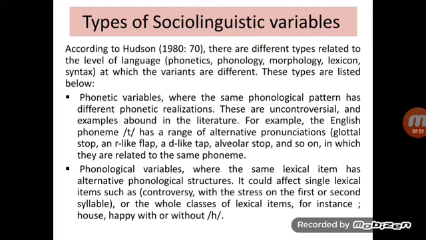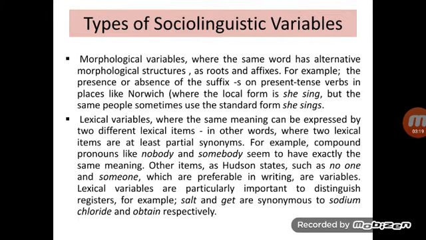Second, we have phonological variables, where the same lexical item has alternative phonological structures. It could affect single lexical items, such as controversy, with the stress on the first or the second syllable, or it can affect whole classes of lexical items. For instance, words such as house and heavy can be pronounced without the sound h.